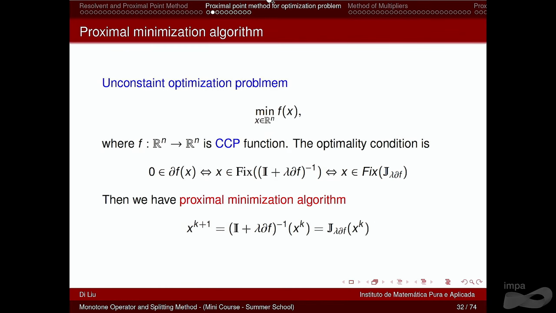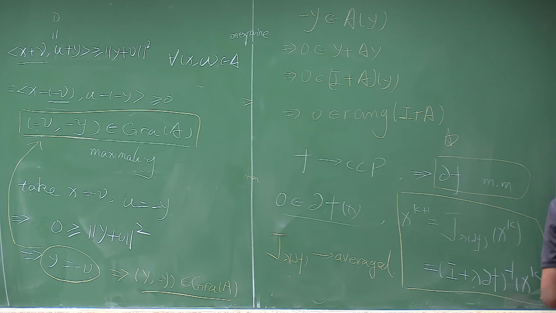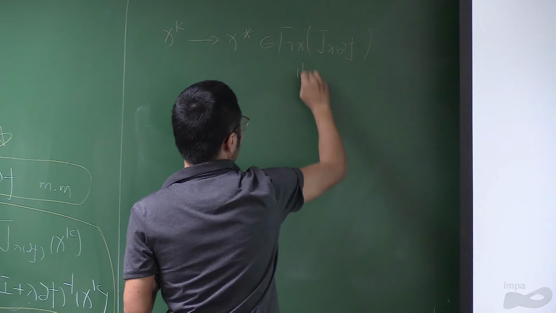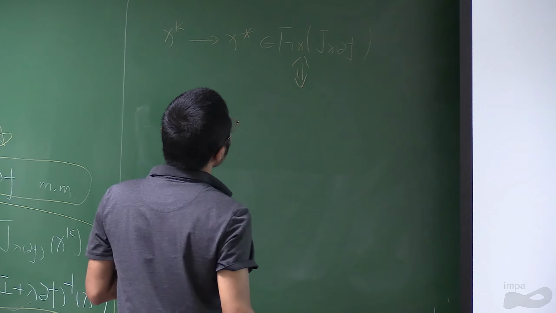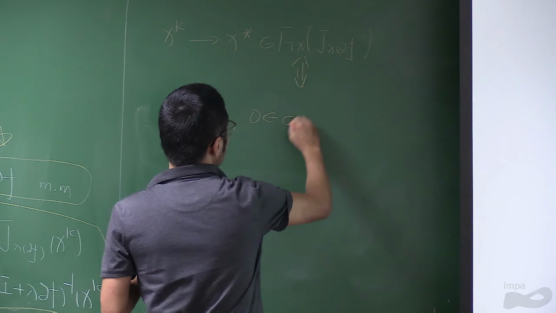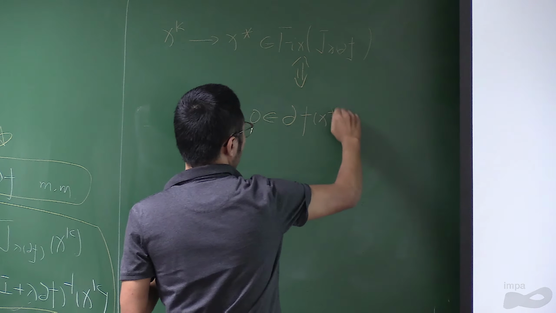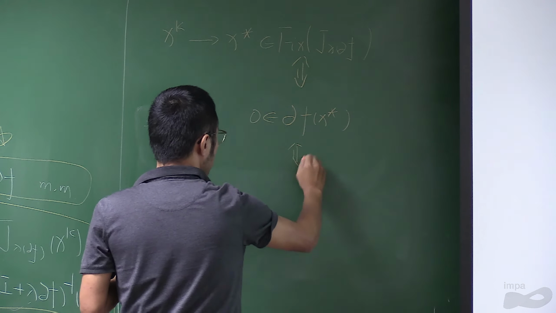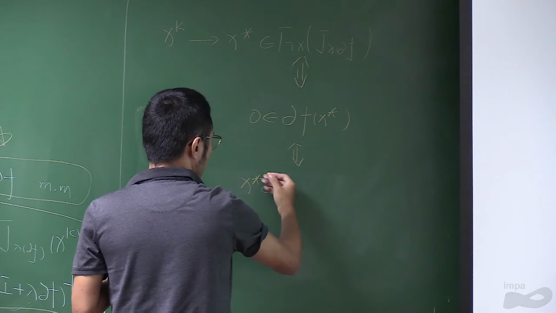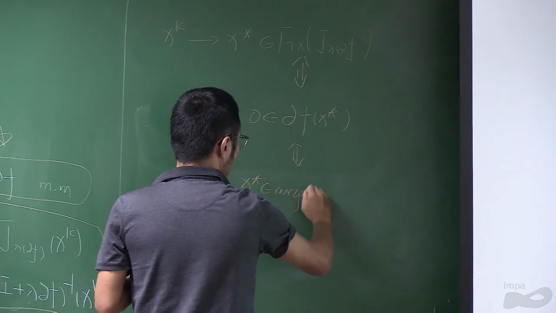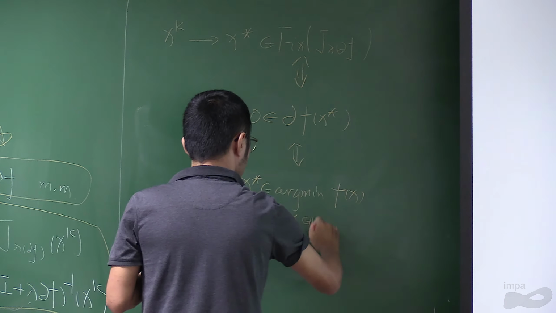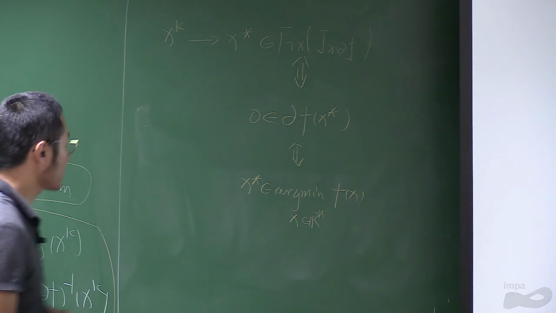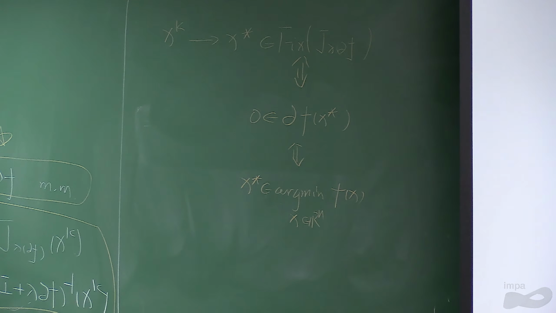Sorry, I see it is a little confusing. This is equivalent to saying that 0 belongs to the subgradient of f at x star, which is equivalent to saying x star is the argmin of f. We can conclude it immediately by the convergence we have talked about before.